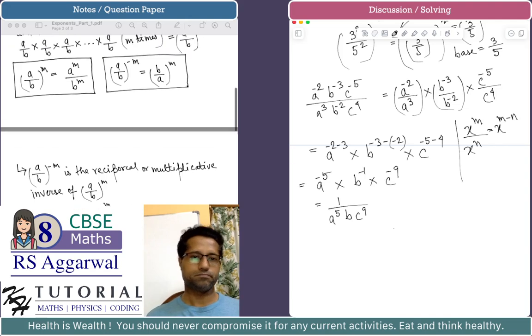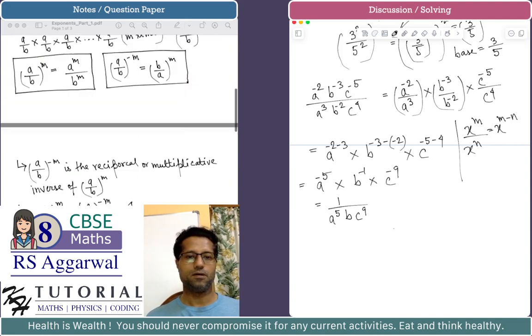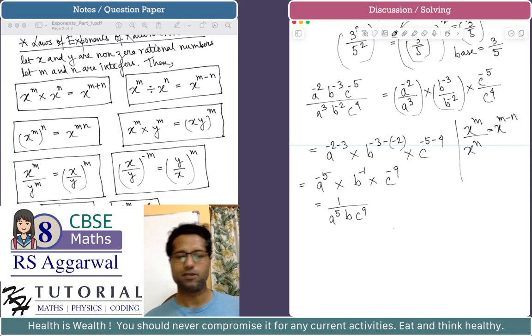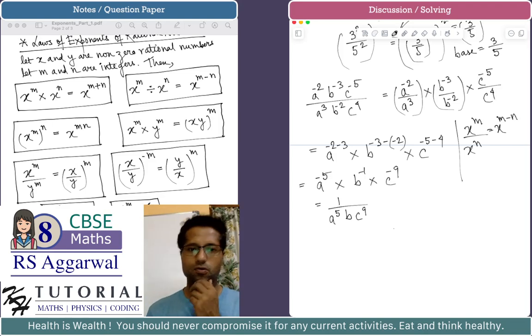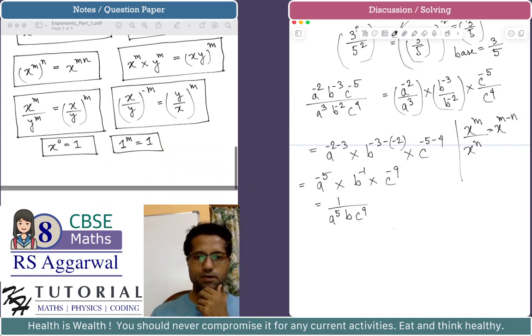All these results and concepts and formulas, if you remember them, they are not too difficult to remember. If you practice a lot of problems, then you will get hold of all these laws of exponents and the results. Now let's try another example.